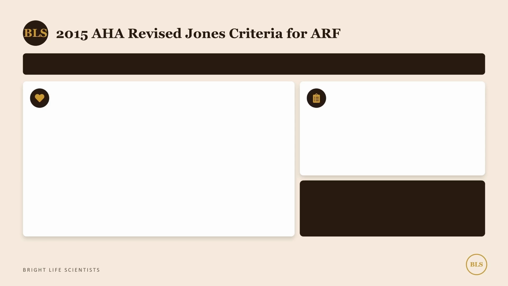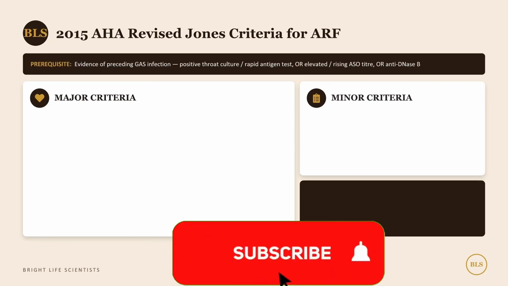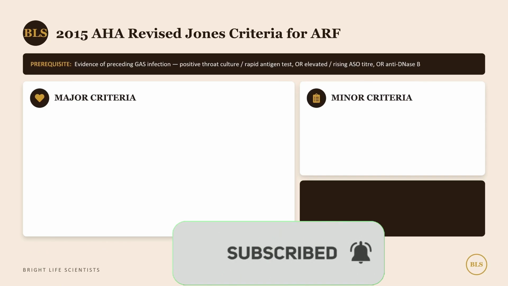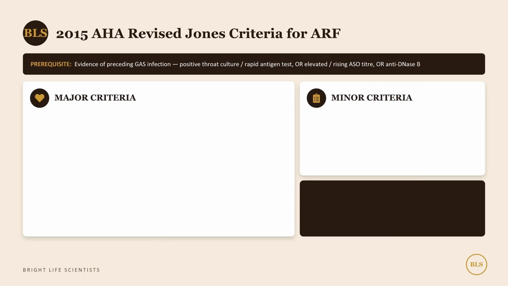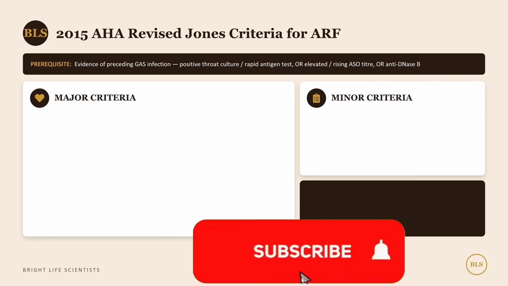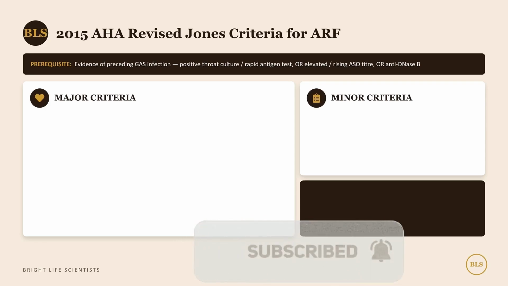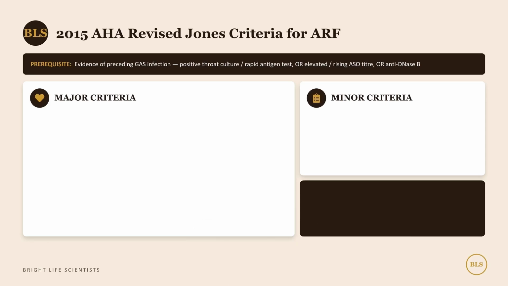So this criteria has major and minor criteria. But even before doing that, you must have evidence that this person has actually been infected by Group A Streptococcus. And this can be done either through a throat culture, whereby you must have a positive throat culture, or a rapid antigen test. Or still, you can prove that there has been an infection by proving that there has been elevated anti-streptolysin O titers, what we're calling the ASO titers, or the anti-DNase B.